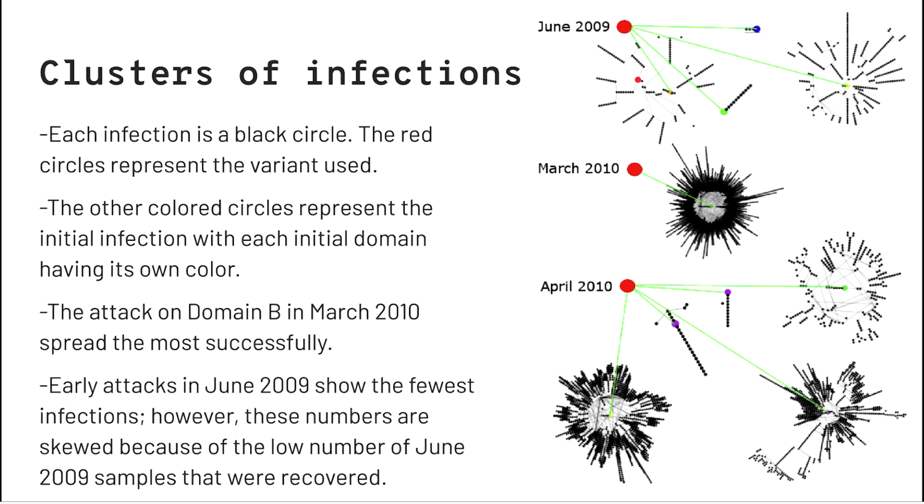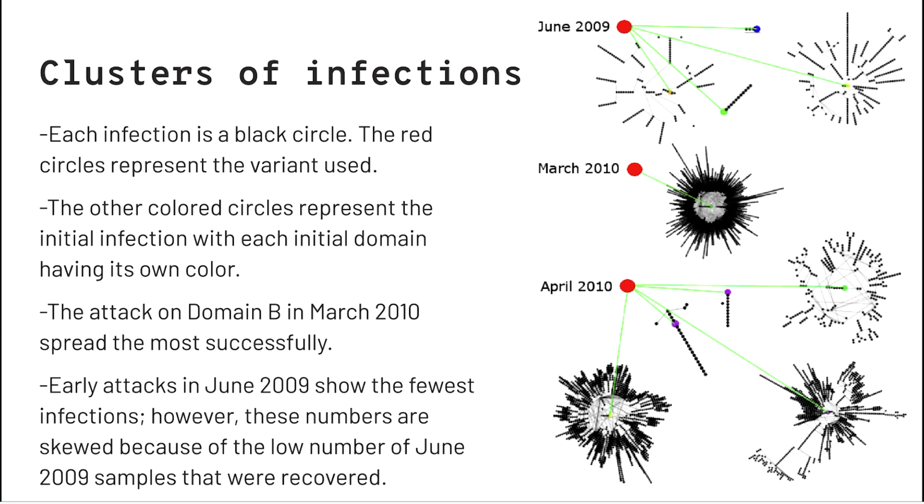Clusters of infections are very interesting to see because they show a lot about how Stuxnet worked. Here you see the 3 attack waves we discussed: 2009, March 2010, and April 2010. The red dot is the initial infection, and then you see how the infections were spreading further. We can see many of them were sequential in nature. So Stuxnet was not trying to fully propagate everywhere. It was just trying to do lateral moves and ensure that it goes from hop to hop to arrive at those computers of interest.